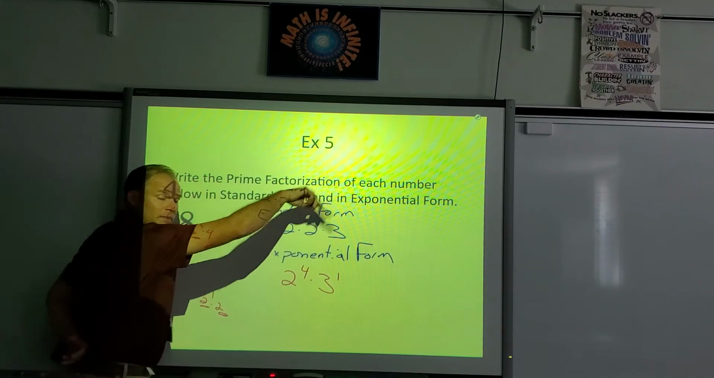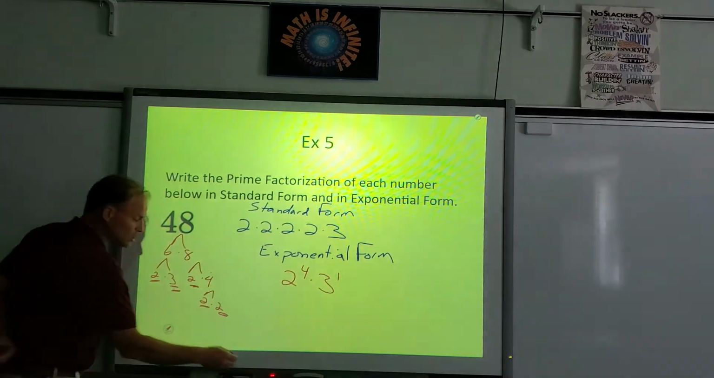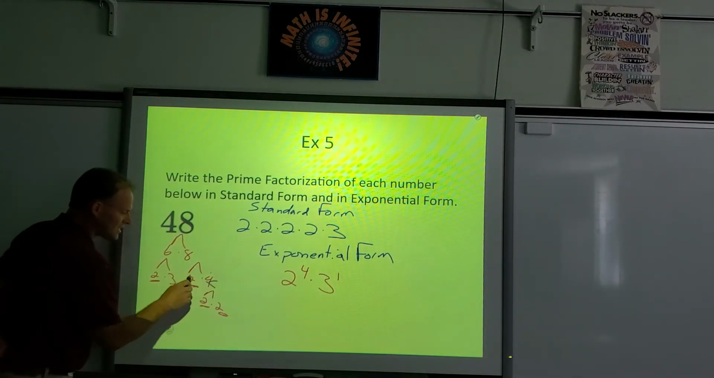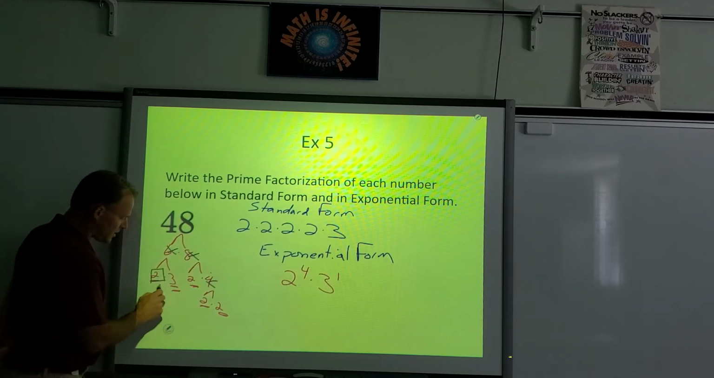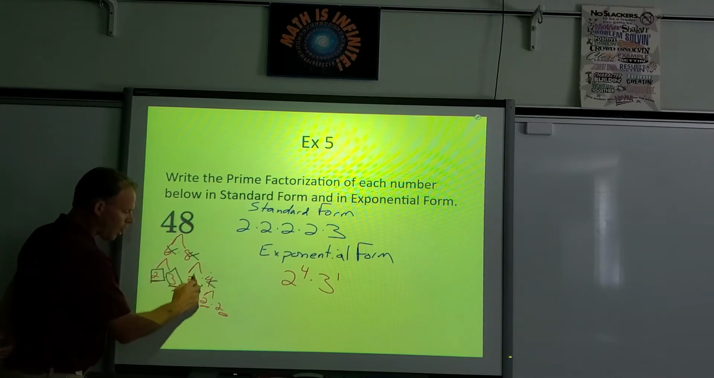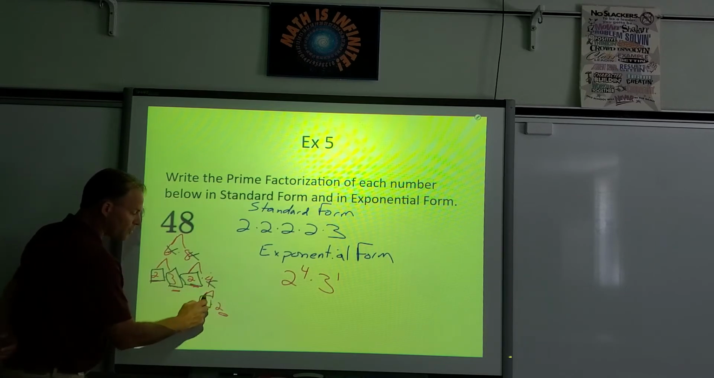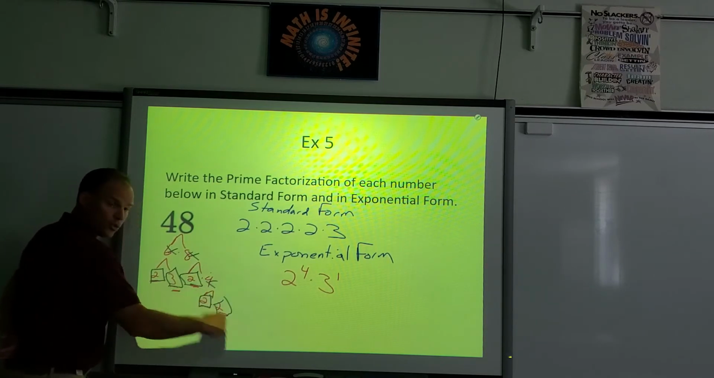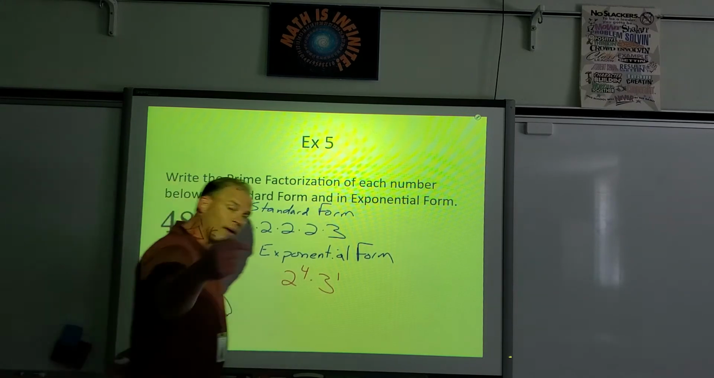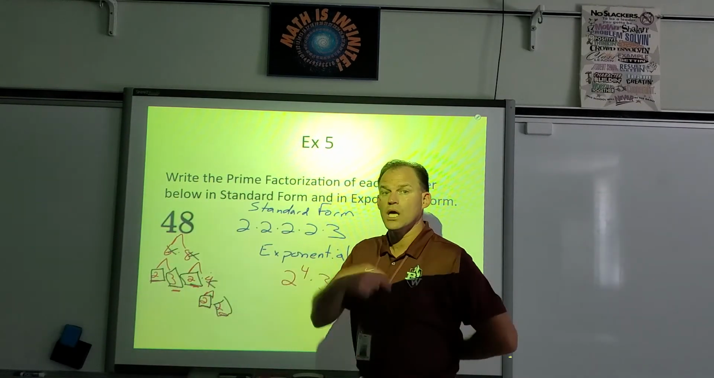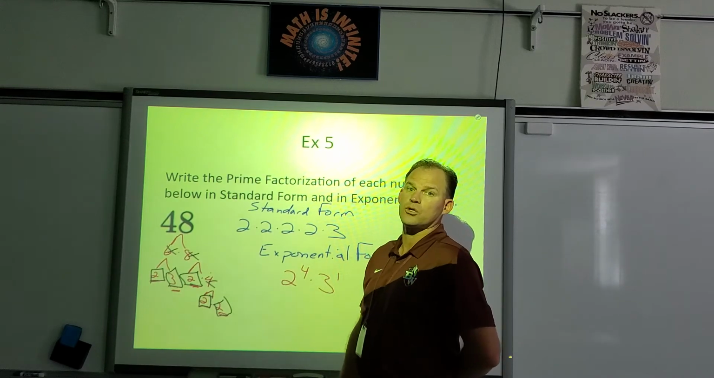Notice when I'm writing my standard form answer, I don't use these numbers. You only use the numbers at the end of the branches. Those are our prime numbers. And if those numbers are not prime, then you keep breaking it down until you get to prime numbers. I wrote that prime number list in the beginning. You're going to want to have that handy as you're going through these problems.